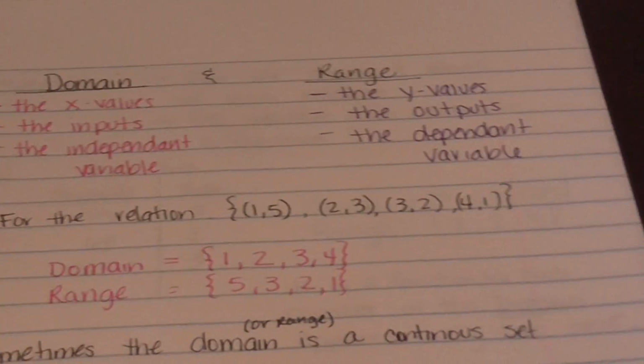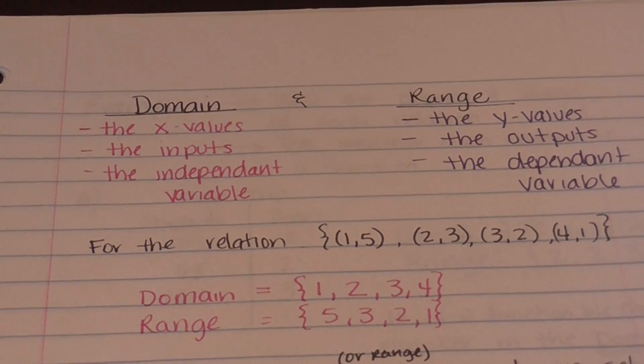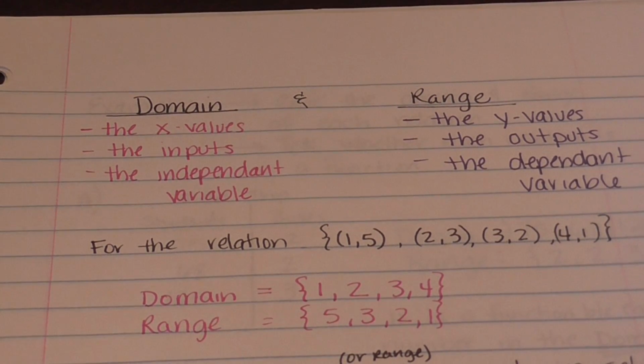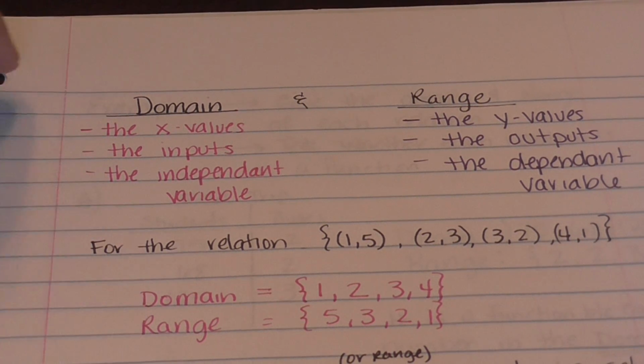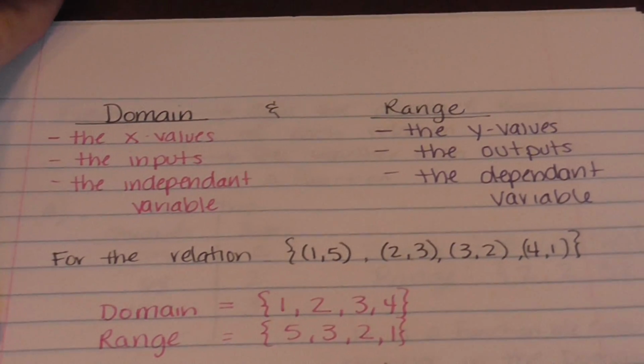When we're looking at these, you've already heard the words inputs and outputs. So your domain and range are where these words come from. Your domain is all of the X values. Another way to say that is all of the inputs. And another way to describe the domain is the independent variables. All of these three phrases mean the exact same thing. It's describing the domain of the function or relation.